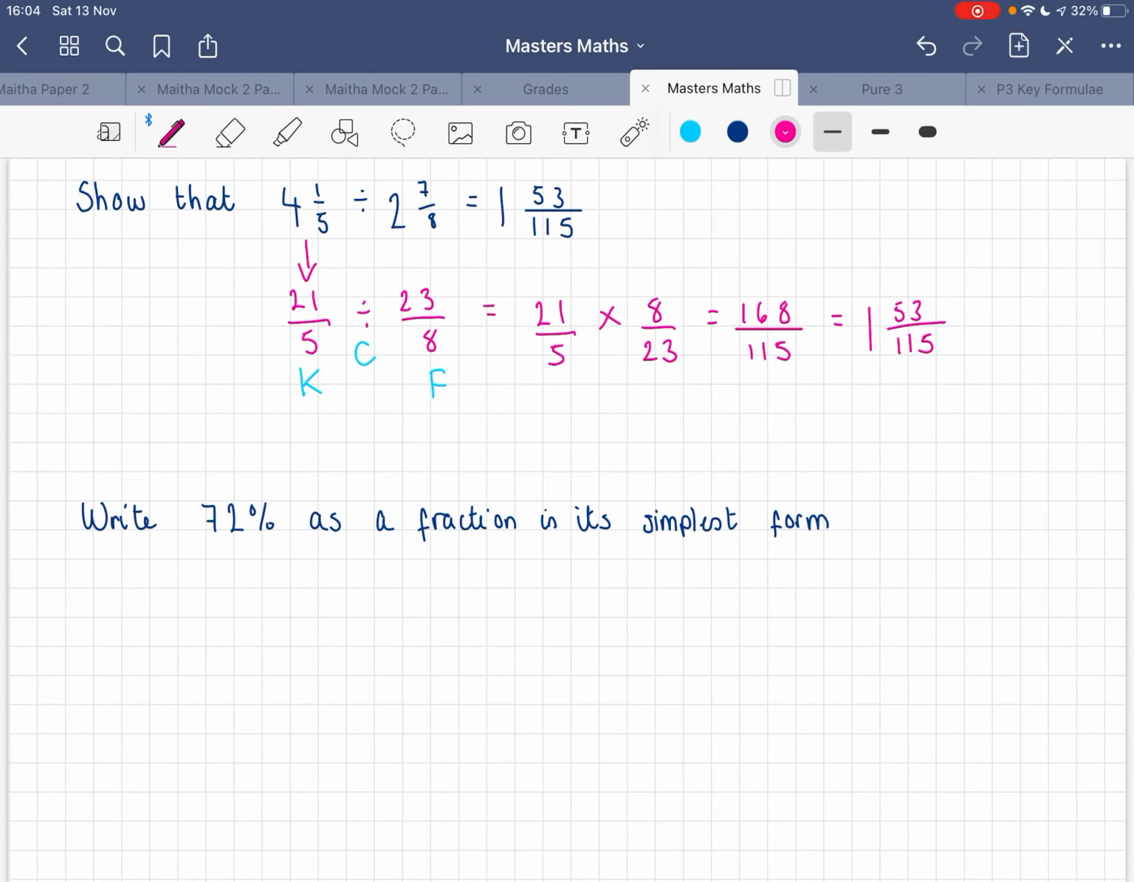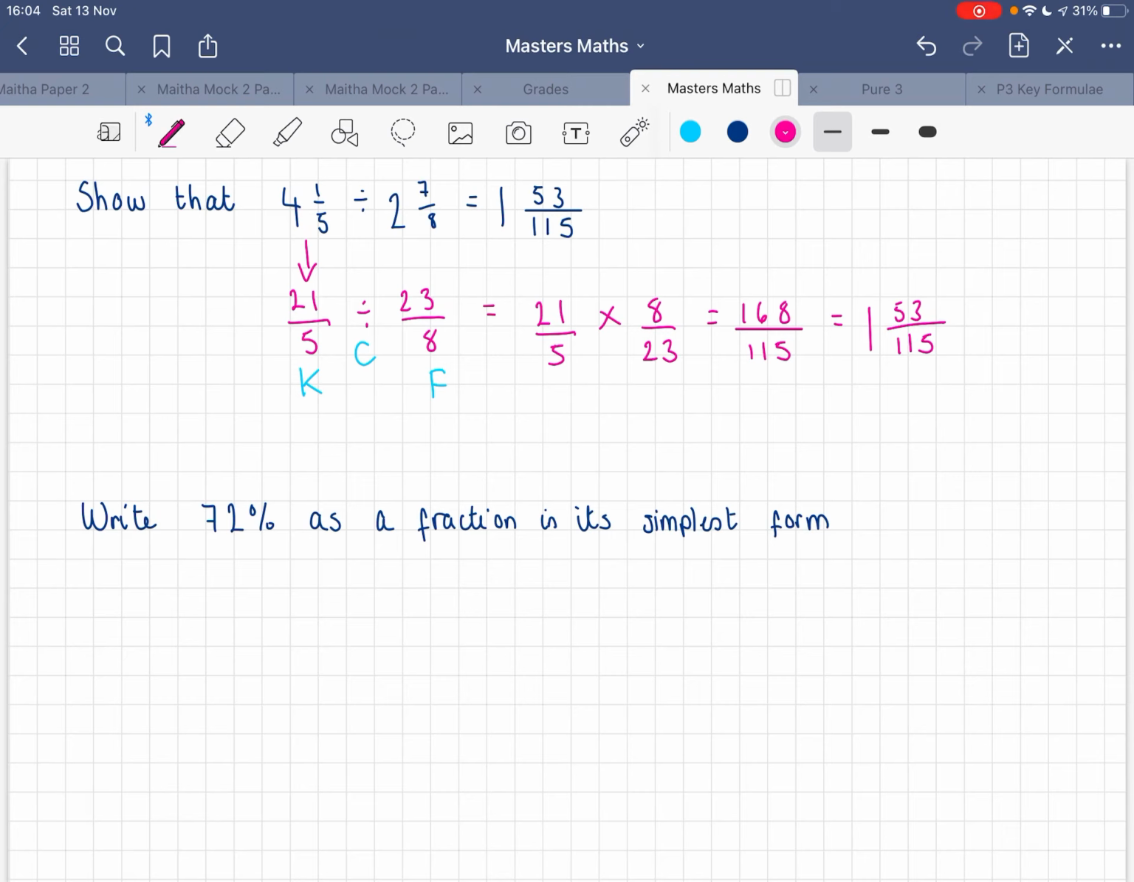So there's a bit more going on there. You have to change the mixed numbers to improper fractions. Then you have to KFC, you have to keep, flip, change. And then you have to actually multiply the fractions and simplify your answer. So there's kind of like 4 steps there. It's still usually only worth about 3 marks.